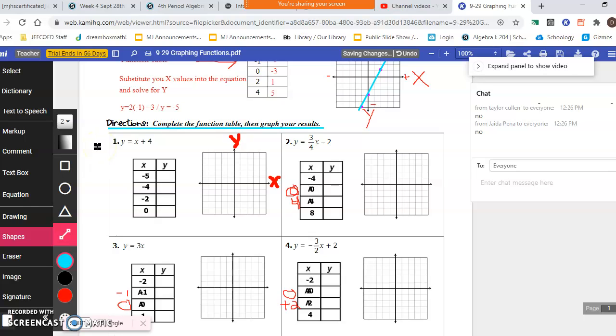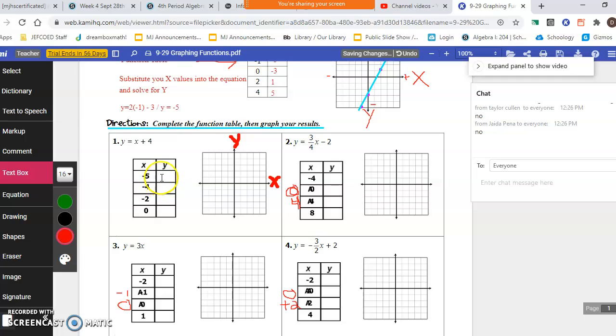We just have to substitute my x values into the equation. So we've got -5 substituted in for x. Right up here is the equation. So -5 plus 4, guys, that's going to leave me a -1.